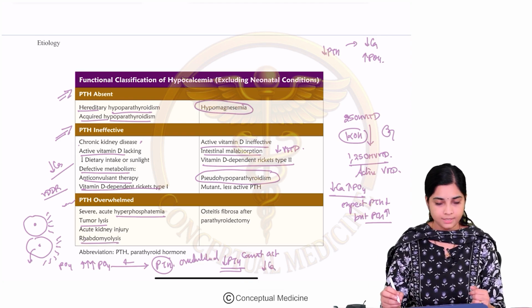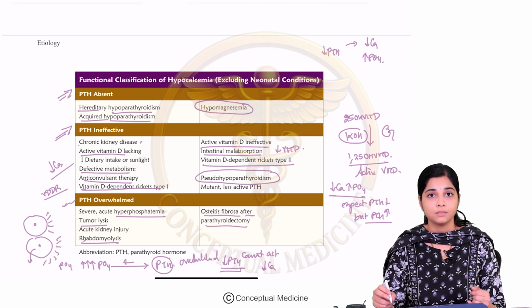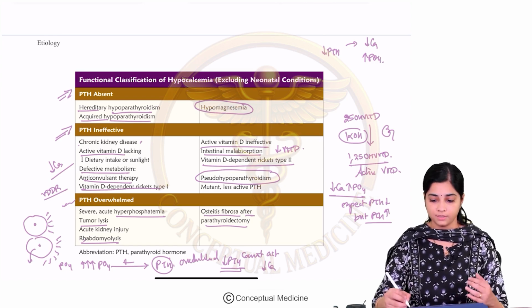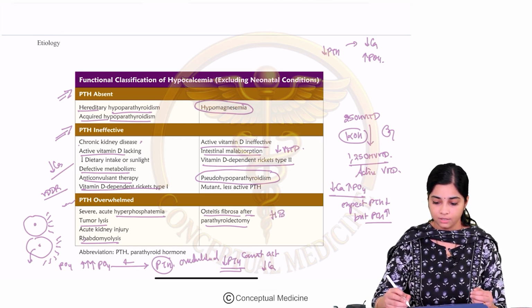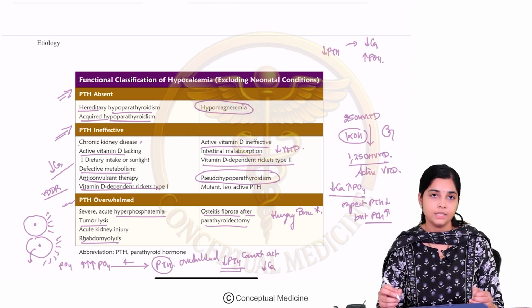Similarly with rhabdomyolysis, and osteitis fibrosa cystica after parathyroidectomy, right? That we saw, like your hungry bone syndrome. So this is one of the causes. This is nothing but your hungry bone syndrome. So these are basically examples or causes for hypocalcemia.